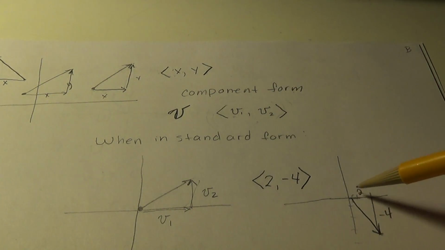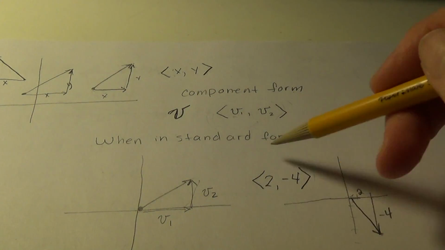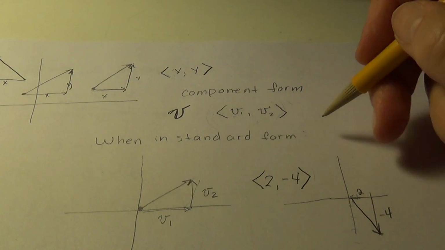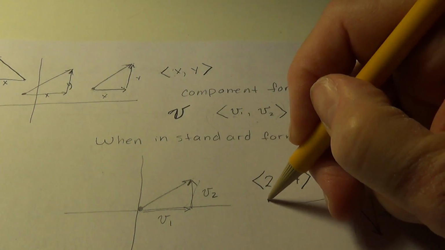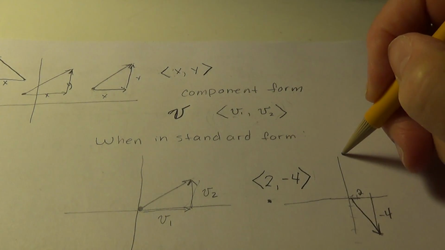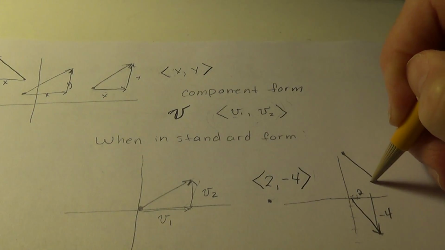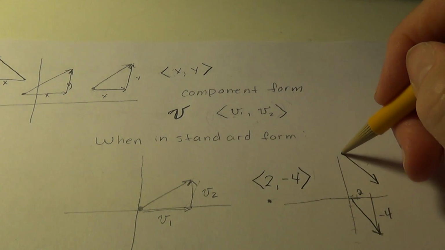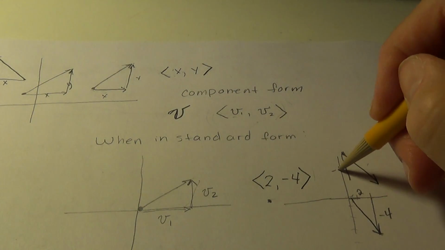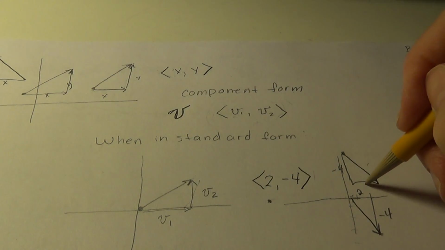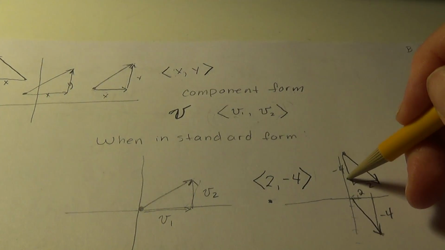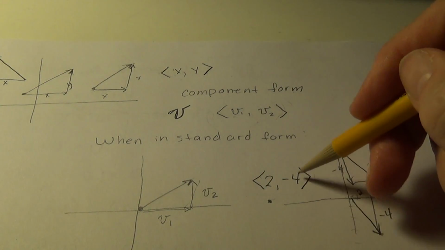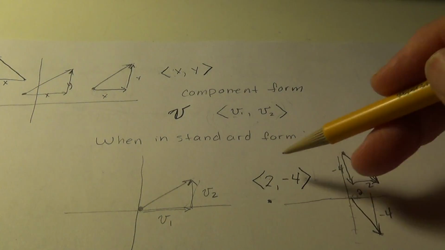But it doesn't have to be in standard form to have these components. It's easier to visualize it, but the same vector could be, let's put it up here. Do you see how this vector also has these components? You go down 4 and over 2. So the negative y component of 4 and the positive x component of 2 represented by these numbers.